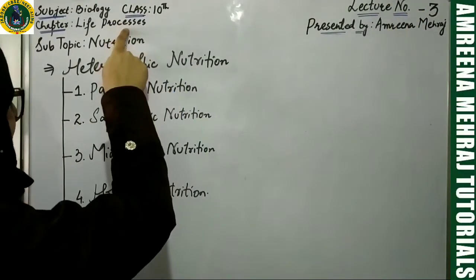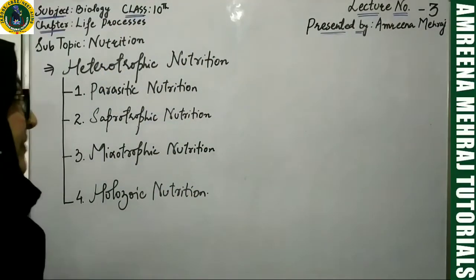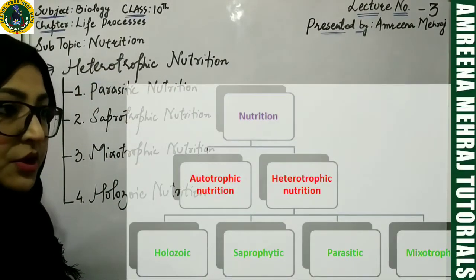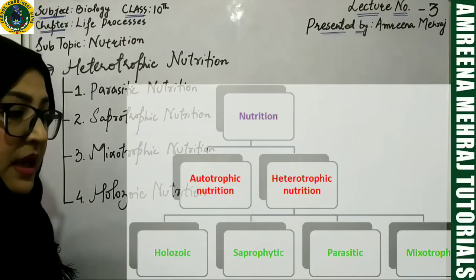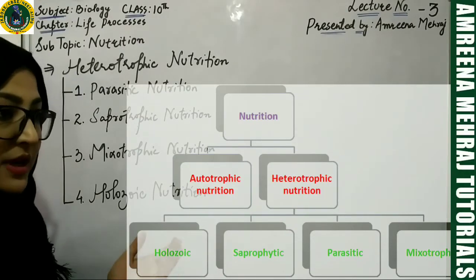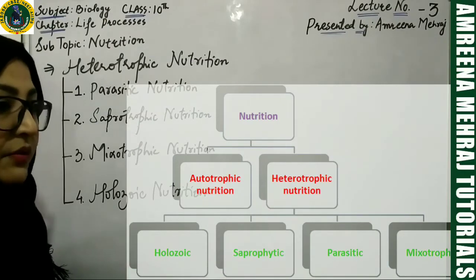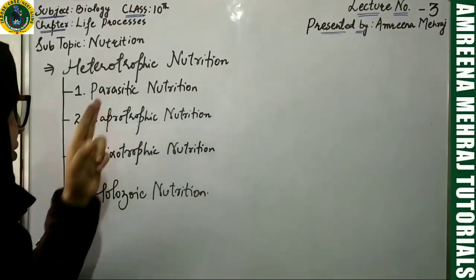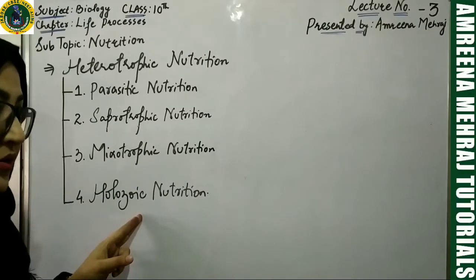The chapter which we have started is life processes, and the topic which we are dealing with right now is nutrition. This topic I've already introduced to you in lecture number 2, and I made you understand the two broader types of nutrition: autotrophic mode of nutrition and heterotrophic mode of nutrition, whereby I gave you the 4 different types of heterotrophic mode of nutrition. They were parasitic nutrition, saprotrophic nutrition, mixotrophic nutrition, and holozoic nutrition.